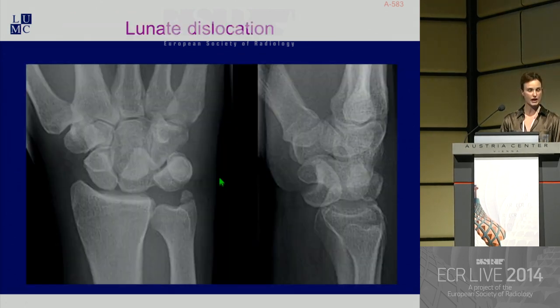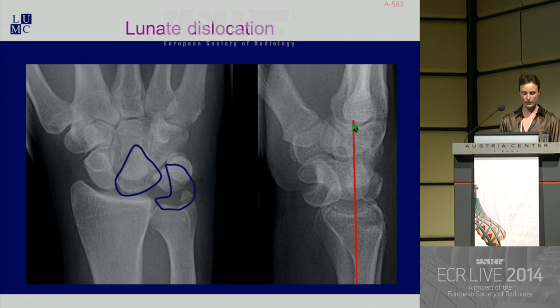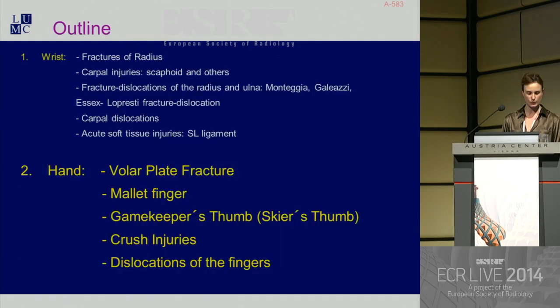And on the conventional X-ray, on the AP view, we will see again this triangular-shaped morphology of the lunate bone. And on the lateral view, there is a good alignment between the radius and the distal carpal row, but there is a palmar dislocation of the lunate bone compared with the other structures. So this is the lunate dislocation, the most severe stage of the perilunate instability pattern of the wrist.